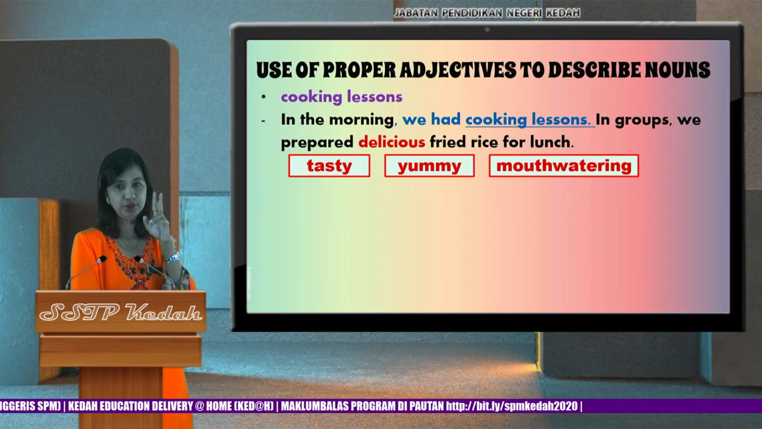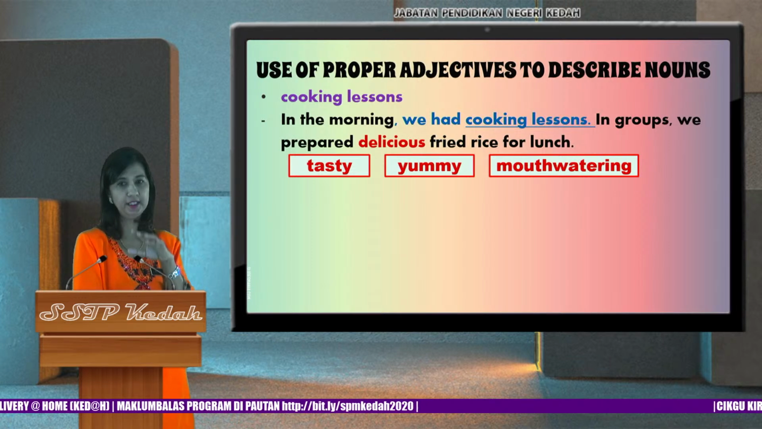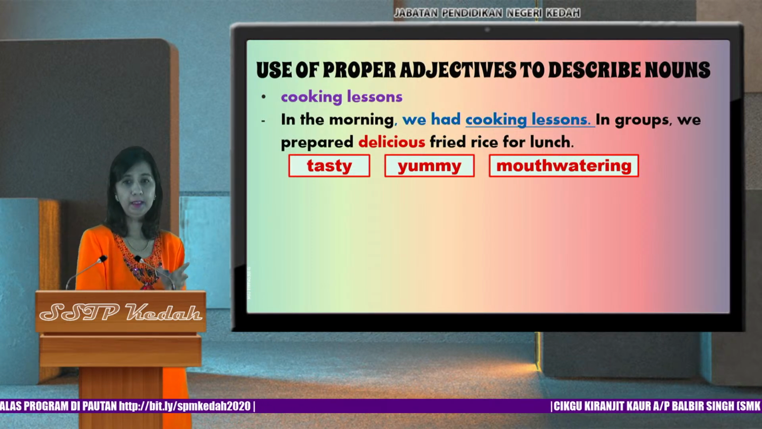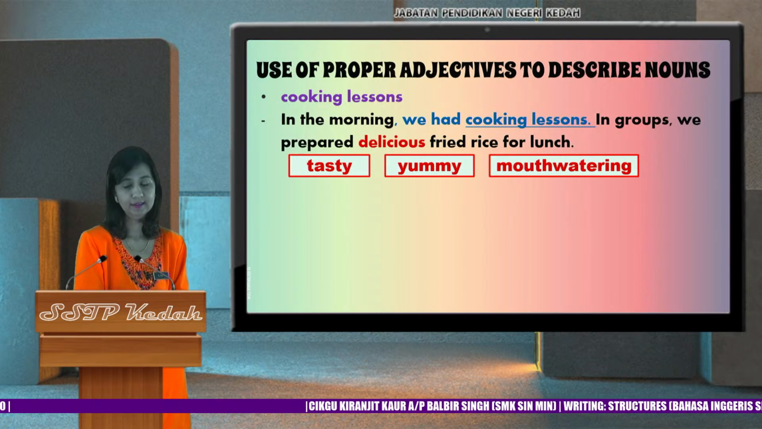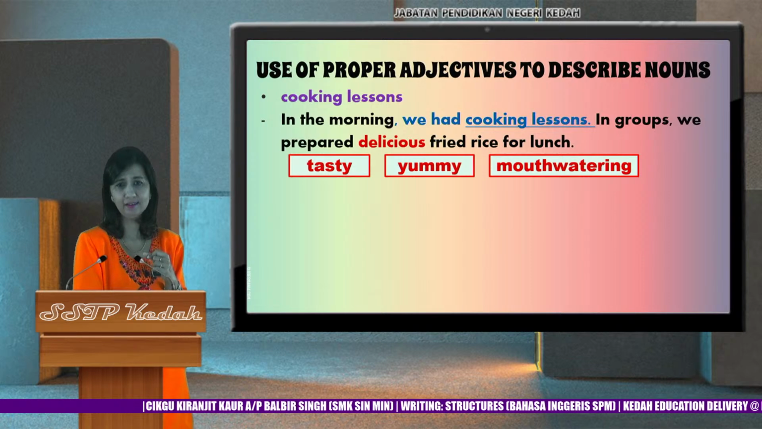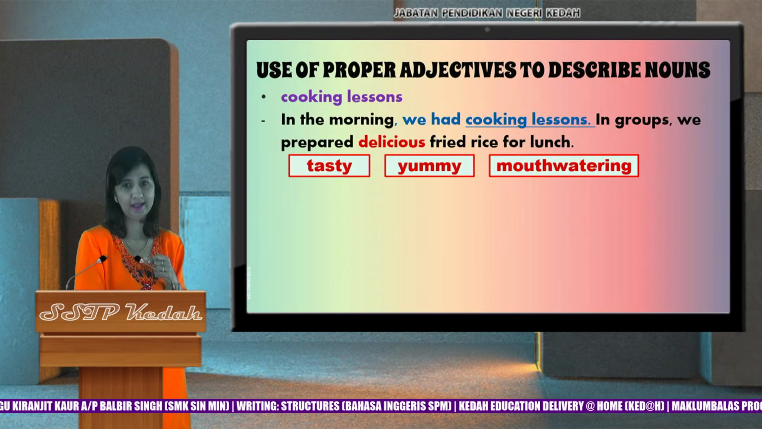Okay, can you change the sentence now? In groups, we prepared. Try to change with one of the words given there, either tasty, yummy, or maybe if you want to change fried rice to something else, you can choose what you want. But remember, you need to know the spelling, yeah? If you write vegetables, some students make spelling errors. They don't know how to spell vegetables. So choose words that you know how to spell, okay?